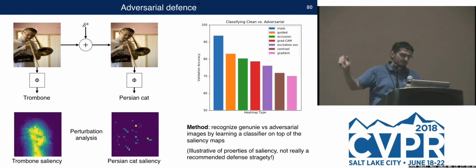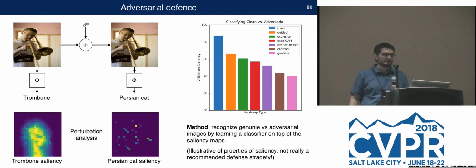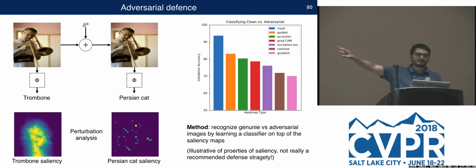Okay, so we can apply our perturbation analysis to this to see what is the trombone saliency and the Persian cat saliency. And now you do definitely see a very, very different pattern coming out. So we built a classifier that, by looking at how those saliencies look, can determine whether the image was adversarially attacked or not. And actually it turns out you can do pretty well at detecting some simple attacks like that. This is solely for illustration purposes though. I'm not recommending you actually do that in a company. Okay, this is not robust enough. But at least it's showing some of the properties of this perturbation analysis.